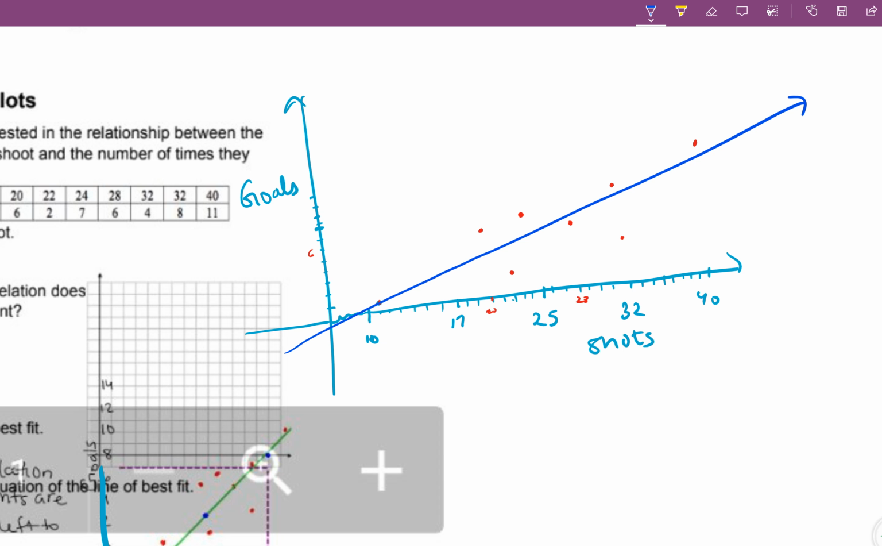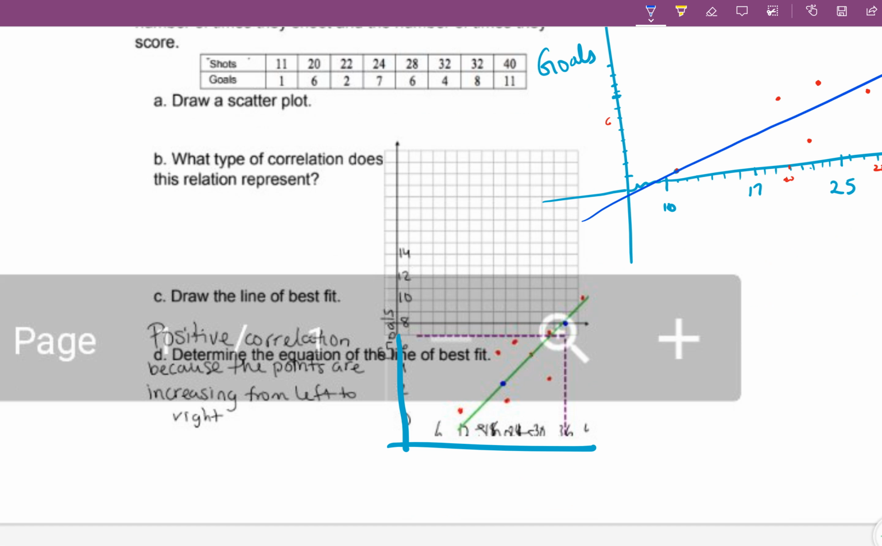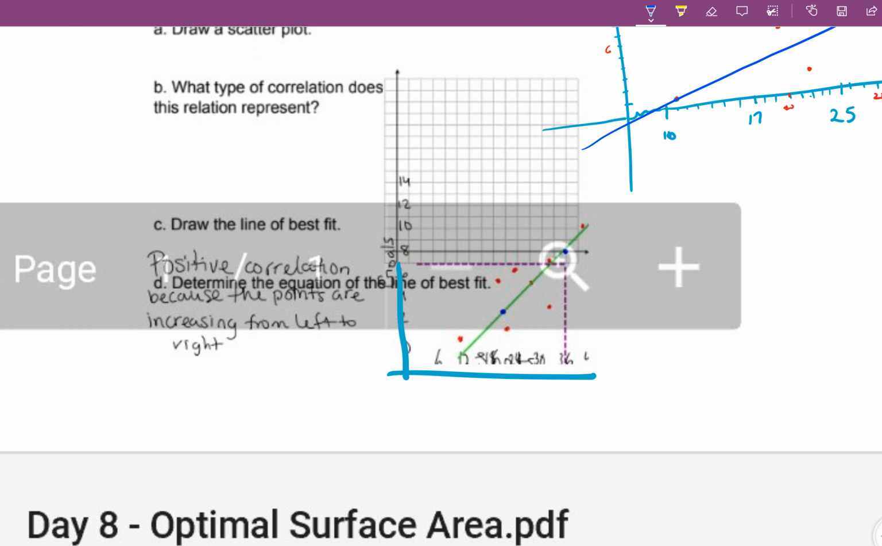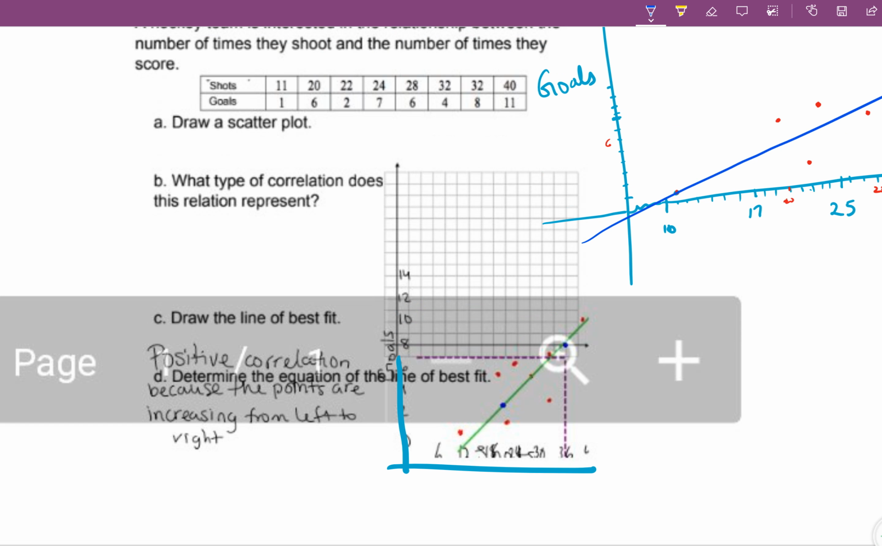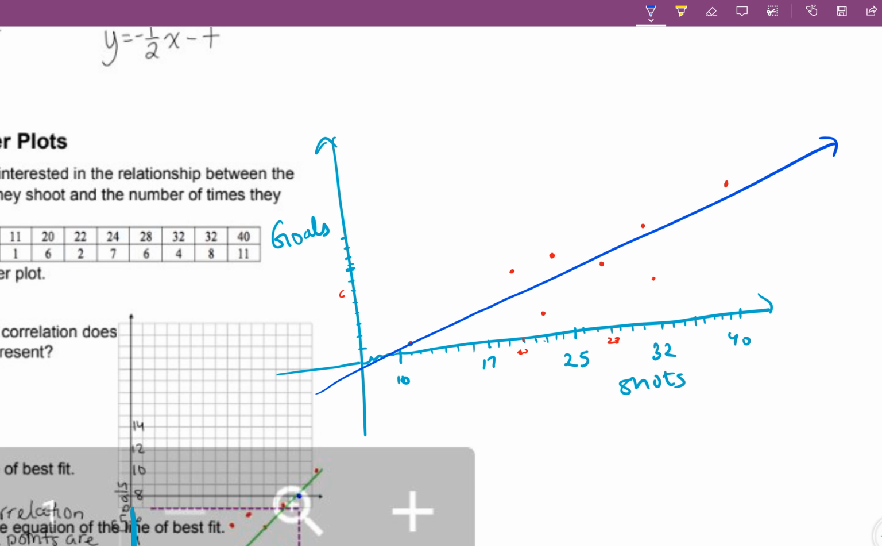Now the next thing is draw the line of best fit. We already did that. And then they want us to find the equation. Now the equation of the line. This line, if you notice, should be more like this. This line should be more like that. Slightly off, I just noticed that.